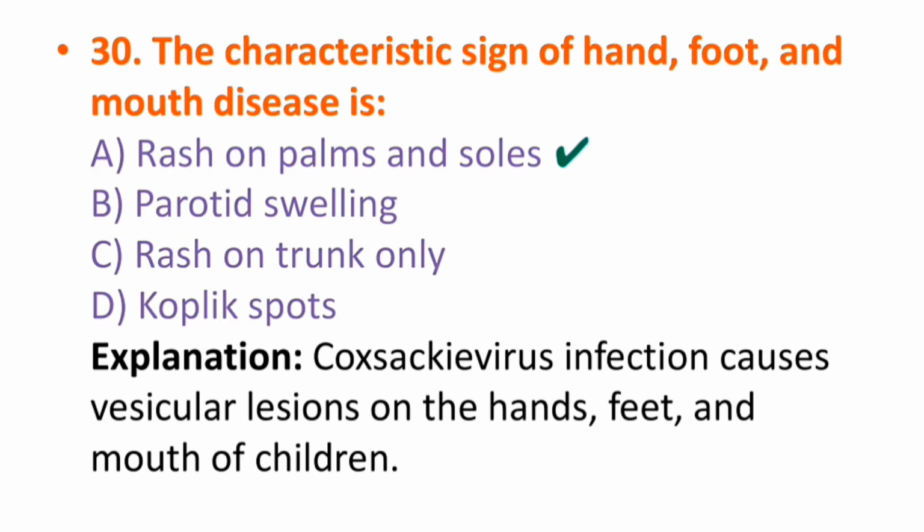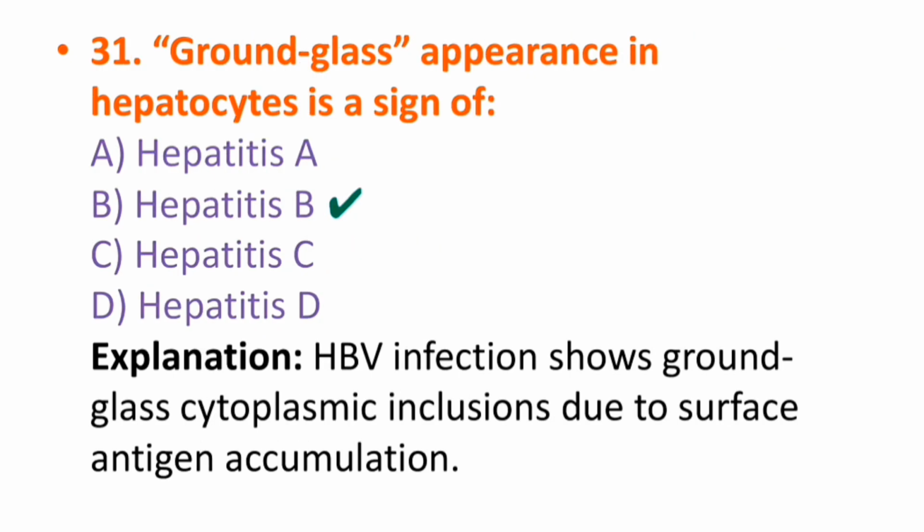The characteristic sign of hand, foot, and mouth disease is option A rash on palms and soles, option B parotid swelling, option C rash on trunk only, option D Koplik spots. The correct answer is option A rash on palms and soles. Coxsackie virus infection causes vesicular lesions on hands, feet, and mouth of children.